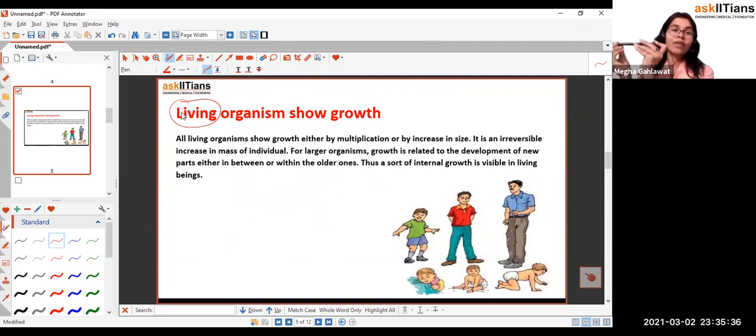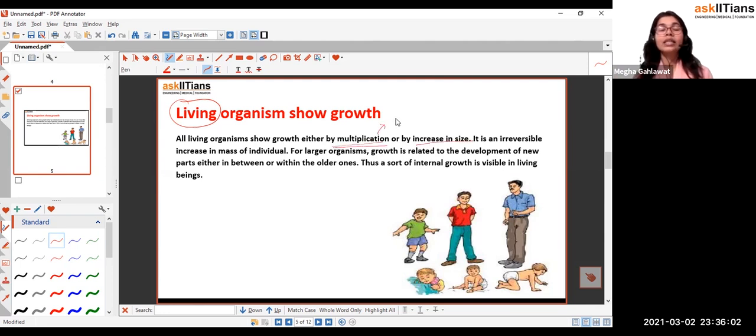For example, if I have this pen, this stylus right here, it was the same size the day I bought it, and it still is the same size. Why is it not growing? Because it is non-living. But when I was a little kid, I was this small, and now I'm this big. Why? Because I'm growing. Why? Because I'm living, right? So we either increase in size or we show multiplication.